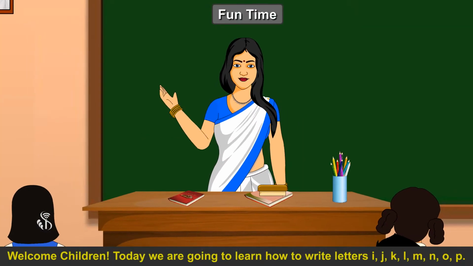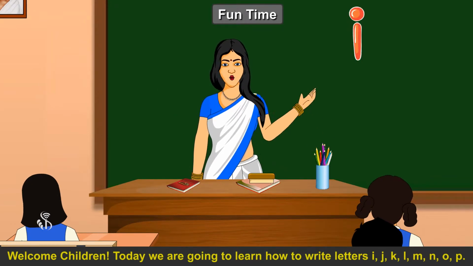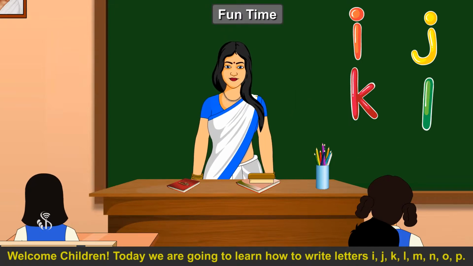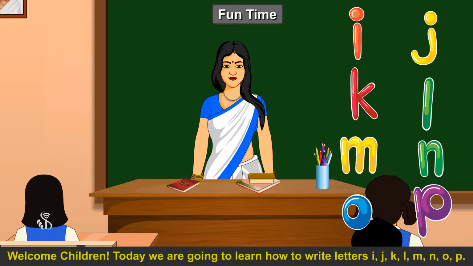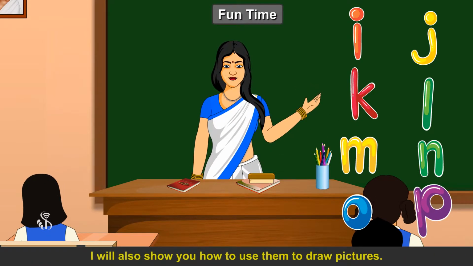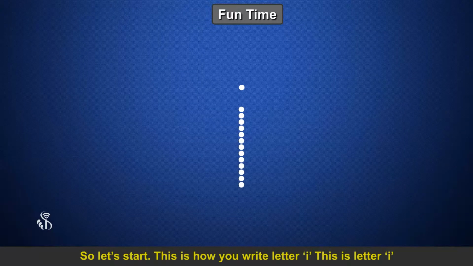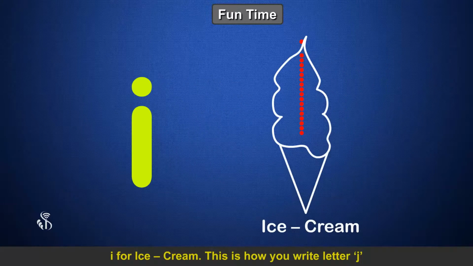Welcome, children. Today we are going to learn how to write letters I, J, K, L, M, N, O, P. I will also show you how to use them to draw pictures. So let's start. This is how you write letter I. This is letter I. I for ice cream.